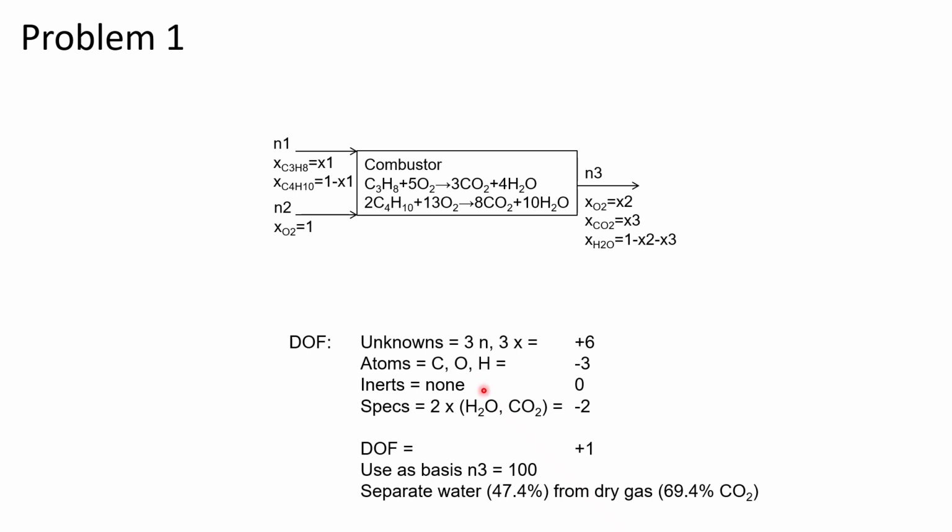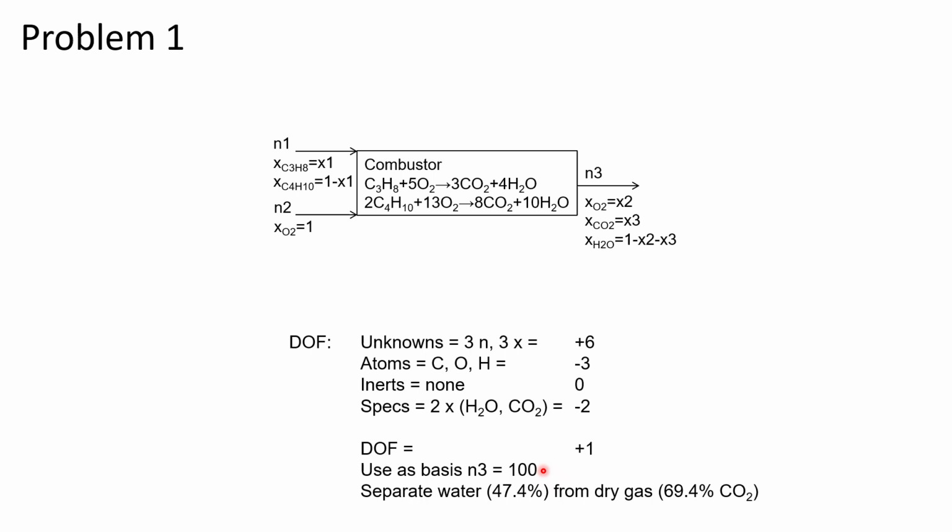There are no inerts. We have pure oxygen that's being fed, so there's a 0 here. In terms of the specs, we're told how much water there is and also how much CO2 there is in that stream. So we have 2 specs, so we'll have to put a -2 here. We sum this up, we have 6 minus 3 minus 0 minus 2, we have a +1. So we have 1 degree of freedom. We're going to use that degree of freedom to set a basis, and we're going to use as a basis the wet gas flow rate coming out, the total flow rate of the stream coming out.